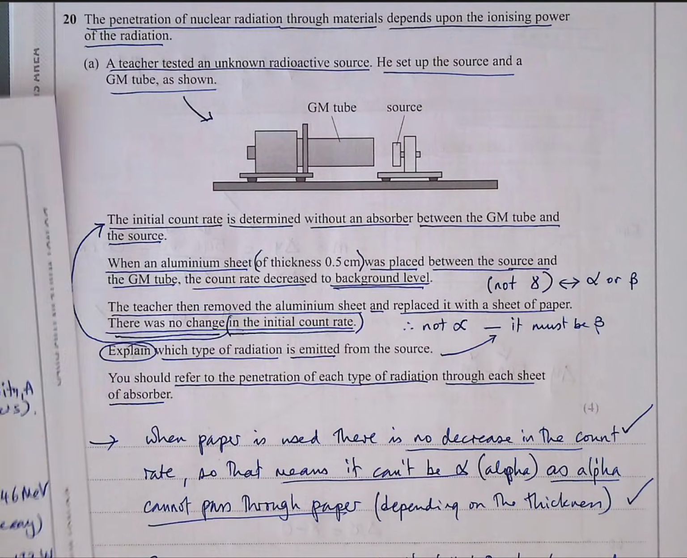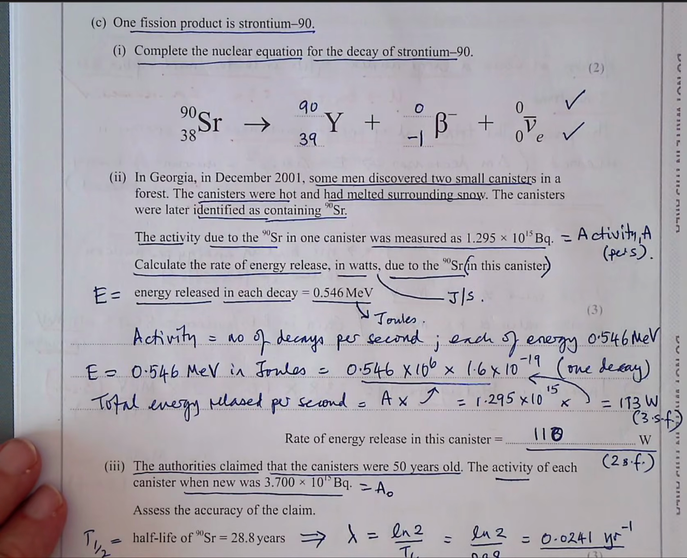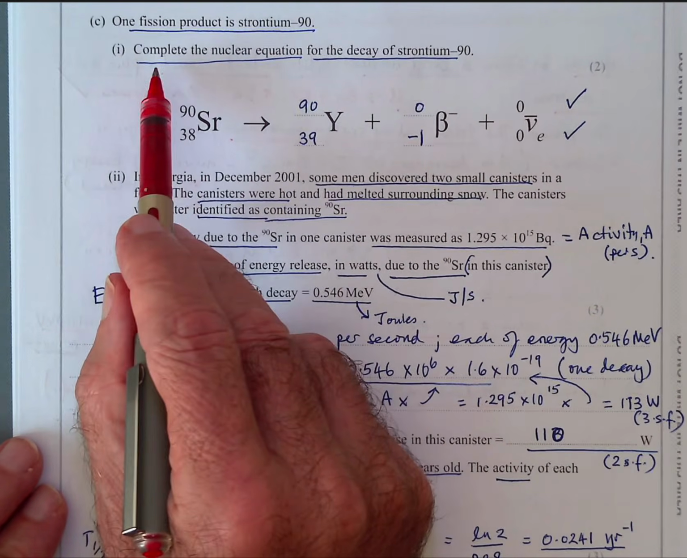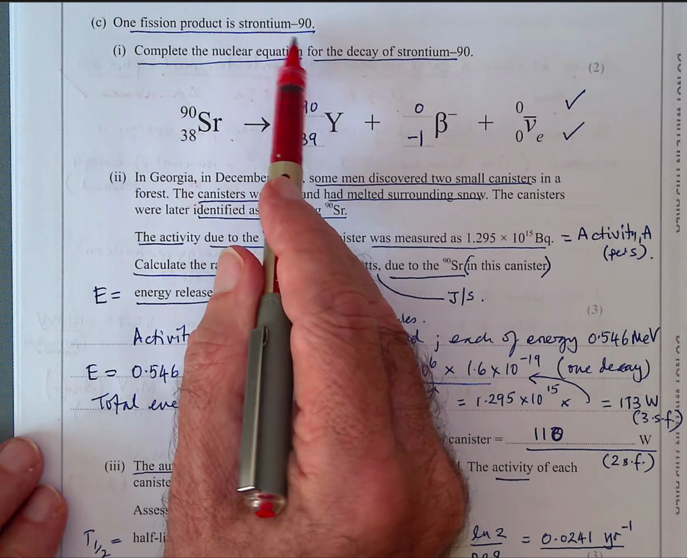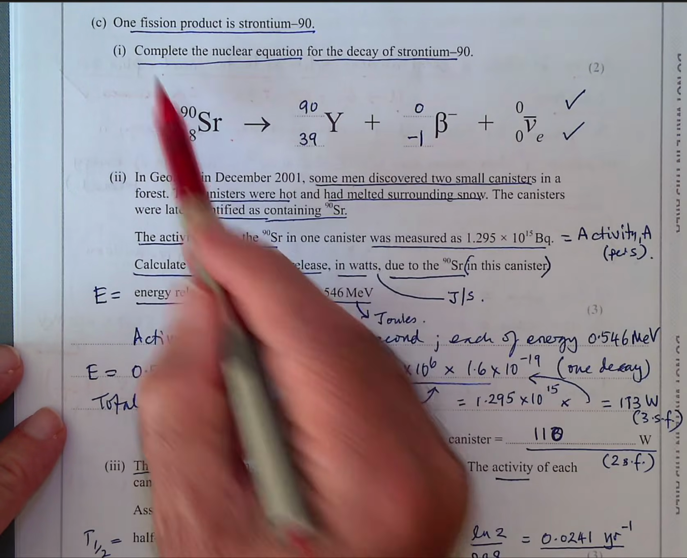All right, so that's question 18 finished. Oh no, question 18 continues. No, 19 we're on, sorry. Question 19 continues, and now they're going into fission of a different form. So this time it's strontium. One of the fission products is strontium. That's another common fission product. So strontium 38, 38 protons.